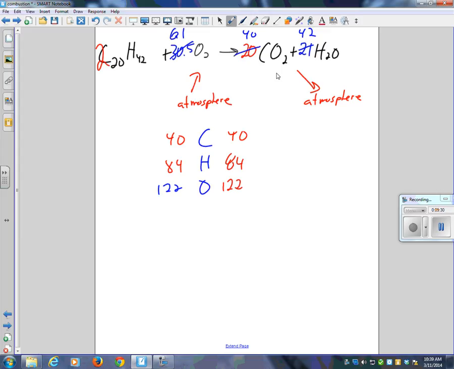If a candle is lit and placed under glass, what eventually happens? The candle goes out. Where does the oxygen go? We're now on number 2. Where does the oxygen go? How come it goes out? How come there's no more oxygen?